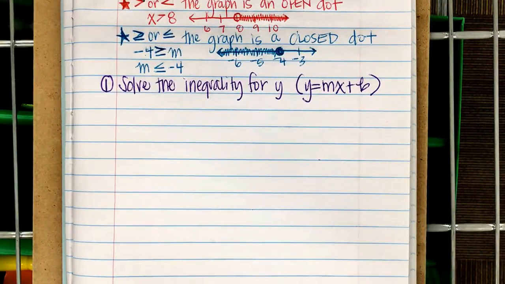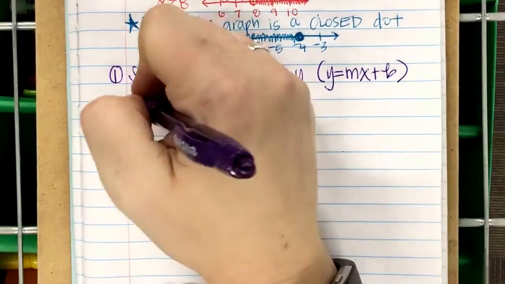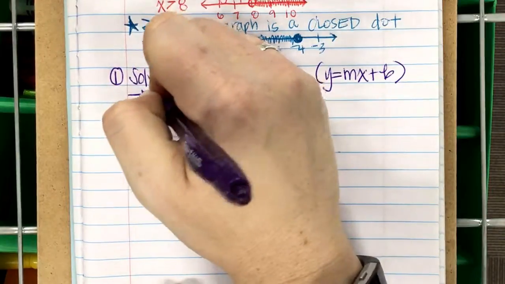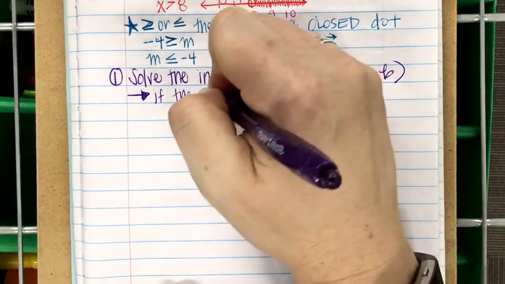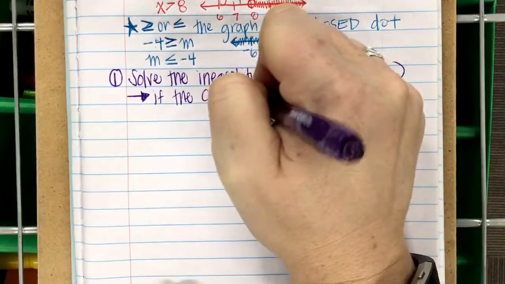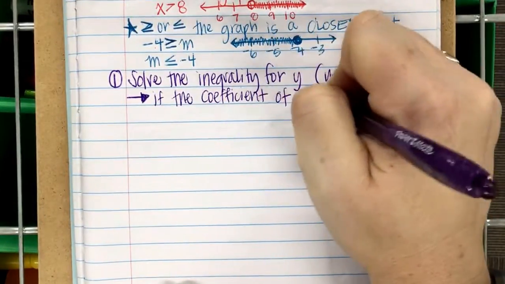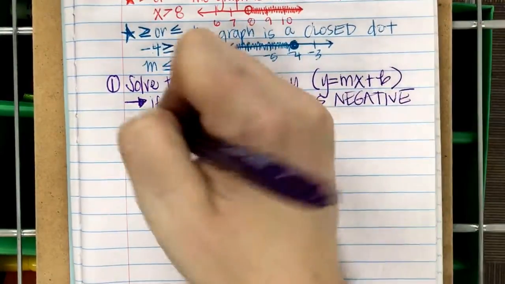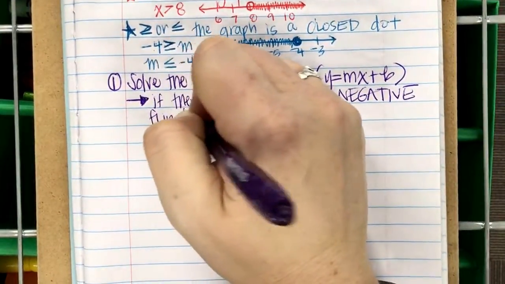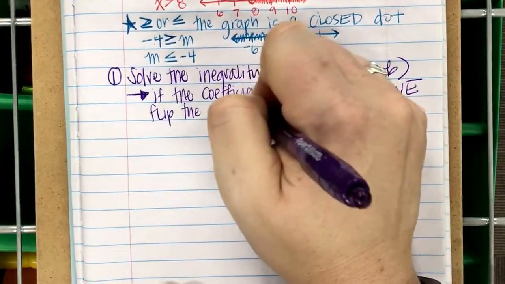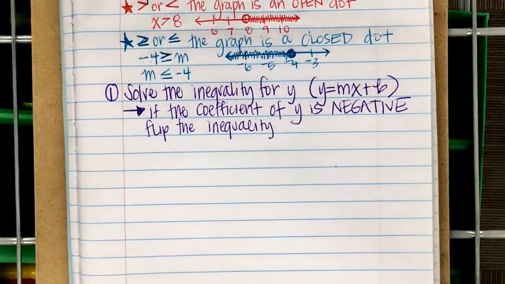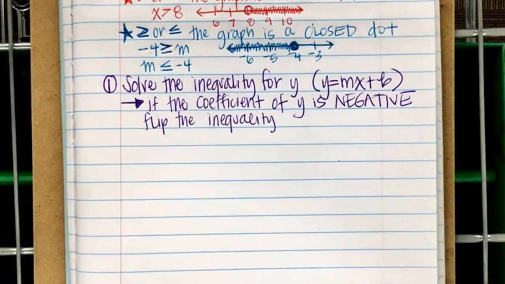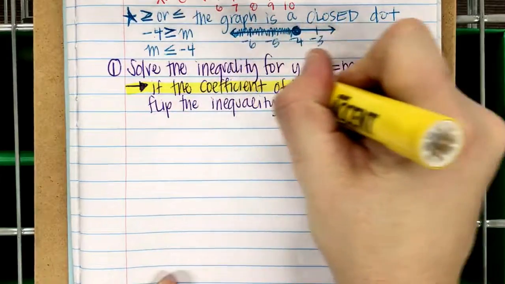There's a special rule when you're solving inequalities that you might have to do, not always, but you might. If the coefficient of y is negative, flip the inequality. This is the thing that people forget all the time.